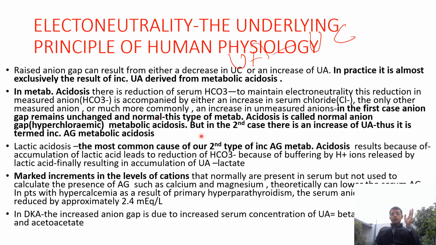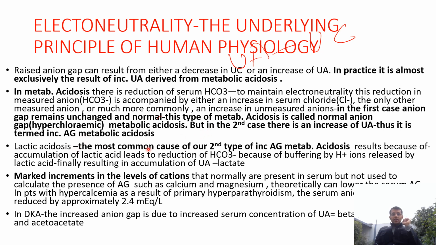In the second type, bicarbonate goes down but chloride doesn't increase to maintain the electron neutrality, but something else increases to maintain the electron neutrality. It can be lactate, it can be sulfate, it can be phosphate. So in those disorders where the chloride doesn't increase, those cases are called high anion gap metabolic acidosis.